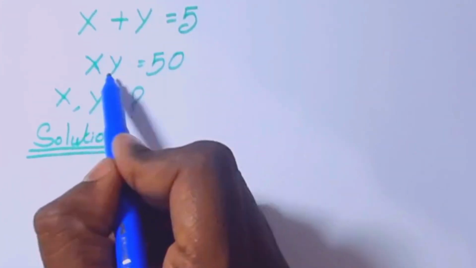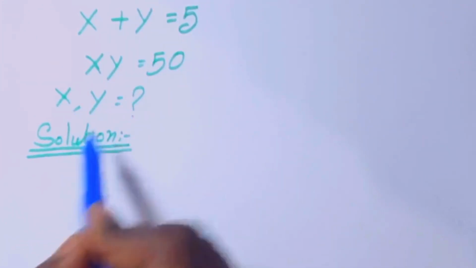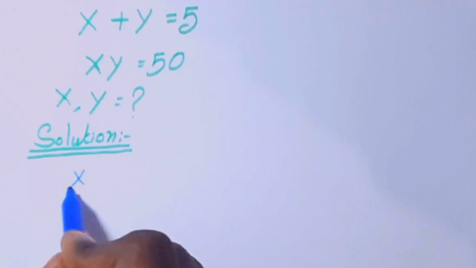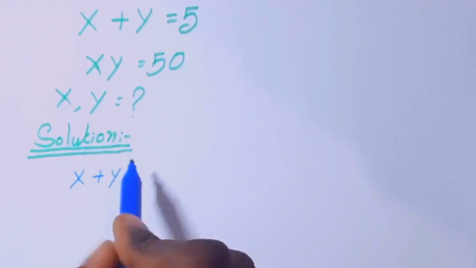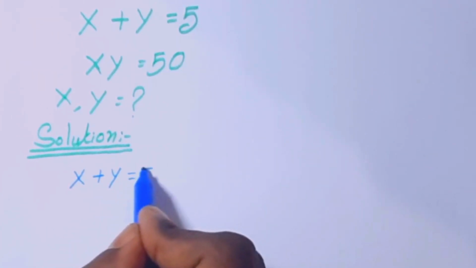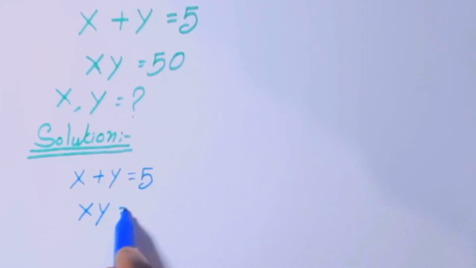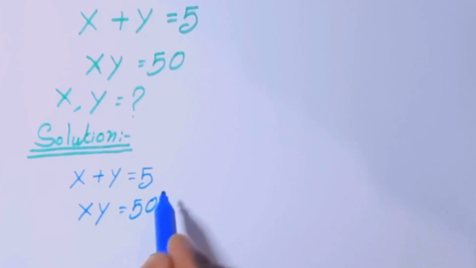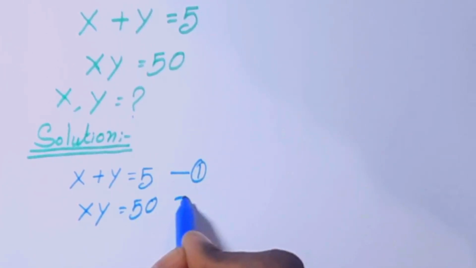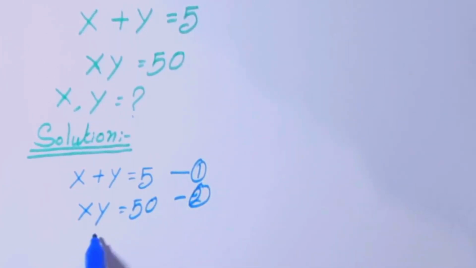Today we are going to solve this equation to find x and y. Solution: x plus y equal to 5. Now x times y equal to 50. This is equation number 1. This is equation 2. From equation 1 we are going to find equation 3.